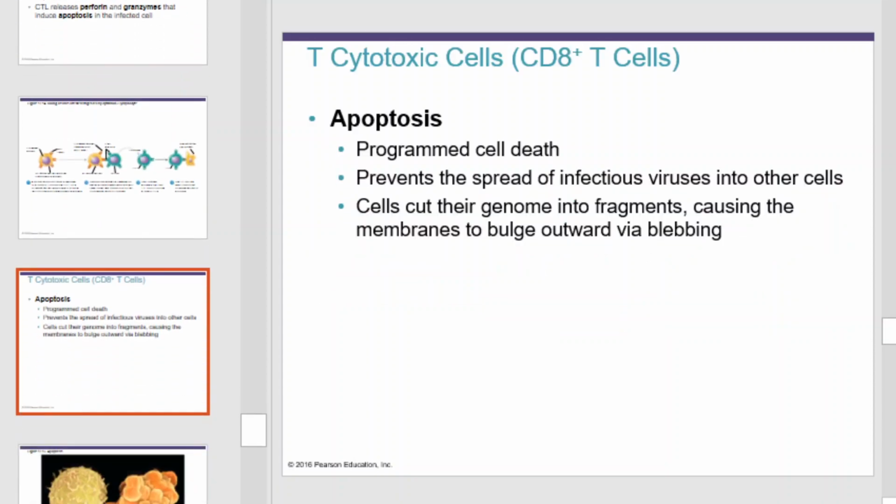Apoptosis is programmed cell death. It prevents the spread of infectious viruses to other cells. Apoptotic cells cut their genome into fragments, causing the membranes to bulge outward via blebbing.